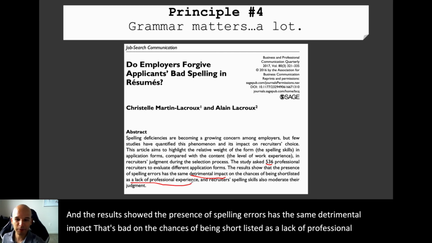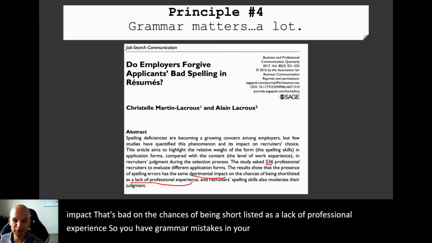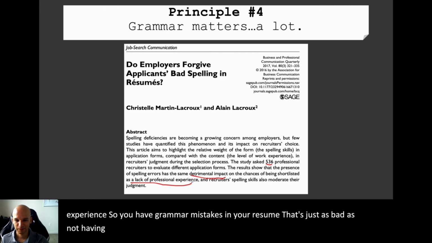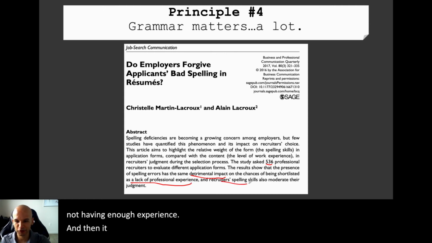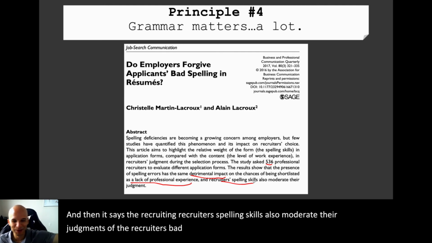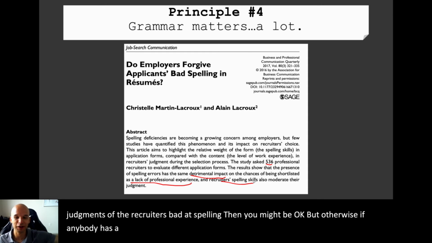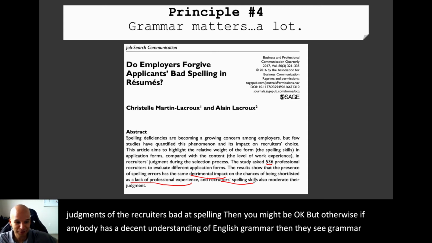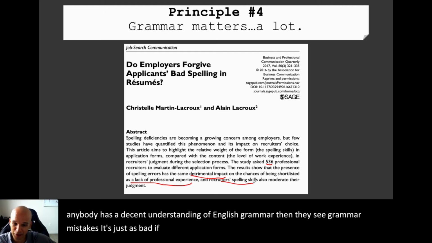So, you have grammar mistakes in your resume. That's just as bad as not having enough experience. And then it says the recruiter's spelling skills also moderate their judgment. So if the recruiter's bad at spelling, then you might be okay. But otherwise, if anybody has a decent understanding of English grammar, then they see grammar mistakes, it's just as bad as if you don't have enough experience. So, why are you mad that I forgot a comma?